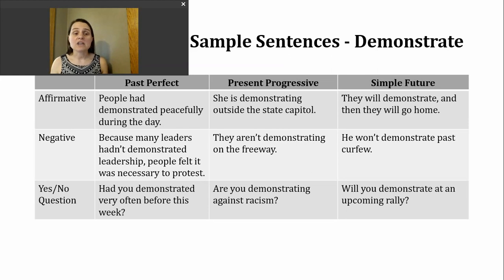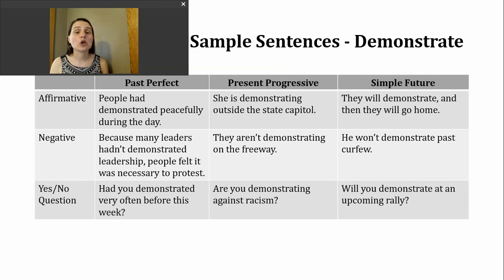If we want to make a yes or no question in the past perfect, we'll start with had, then our subject, and then the participle form of the verb. Here's a question. Had you demonstrated very often before this week?